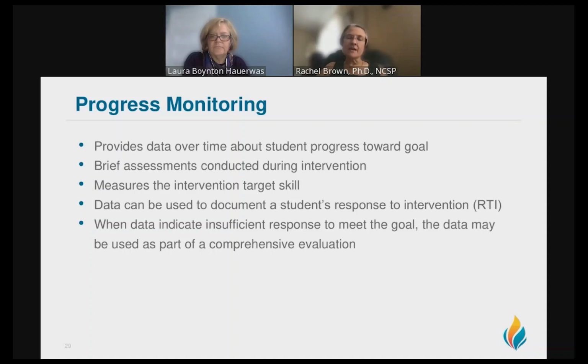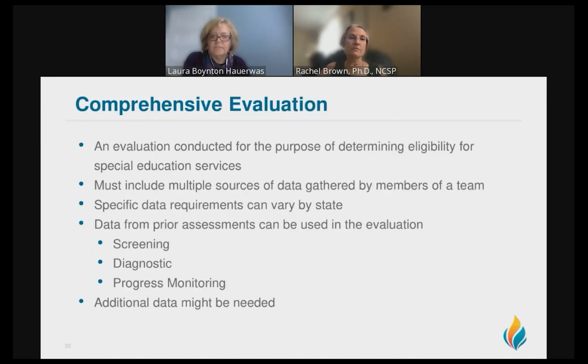Because dyslexia is characterized by very slow progress toward reading. And so when we have these data that show that a student can improve, but improves more slowly than normal, it definitely could mean that dyslexia is present. And in that regard, we can use these data as part of a comprehensive evaluation. The fourth type of assessment information is that comprehensive evaluation.